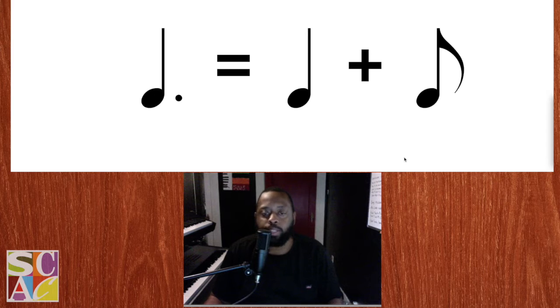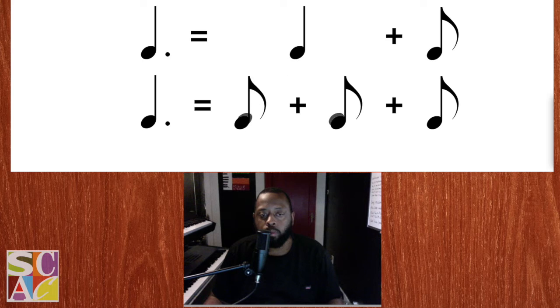And this is what it essentially looks like in a mathematical equation. Quarter note plus eighth note equals a dotted quarter note. Now, here's how we get that. If you can see and remember that two eighth notes put together equal one quarter note.